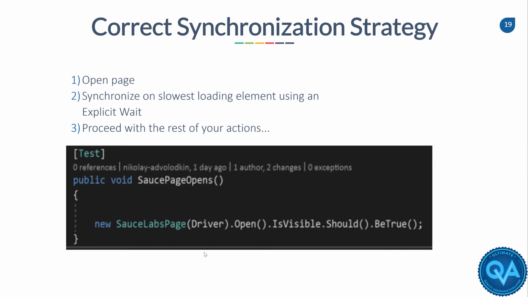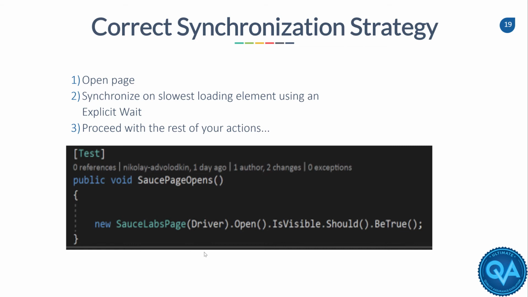So with all of that said, what is the correct synchronization strategy that I recommend? Open up your page, synchronize on the slowest loading element using an explicit wait, and then proceed with the rest of your actions. A lot of people ask me, how do you find the slowest loading element? One way is to use developer tools. Open up your page and developer tools, look at the network tab, refresh your page and see all of the elements load in. The last elements to load on the page are the ones you can use for your synchronization.